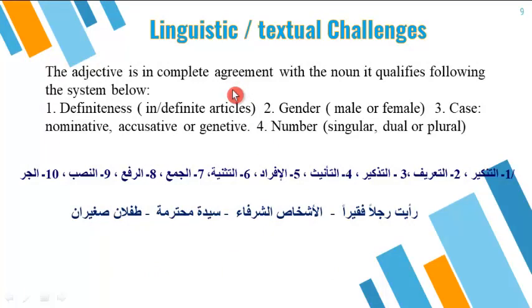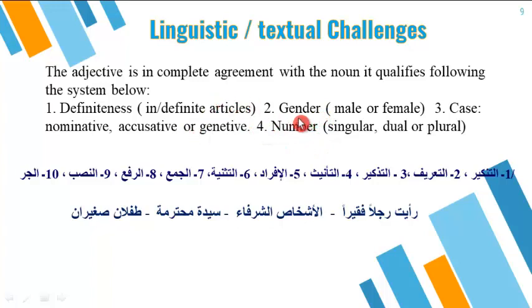We are going also to talk about the characteristics of the adjective in both languages. The adjective in Arabic is in complete agreement with the noun. Agreement in the following systems. You remember systems, plural systems or number. So definiteness is a system. There are definite and indefinite articles, and in English we've got also the zero article.